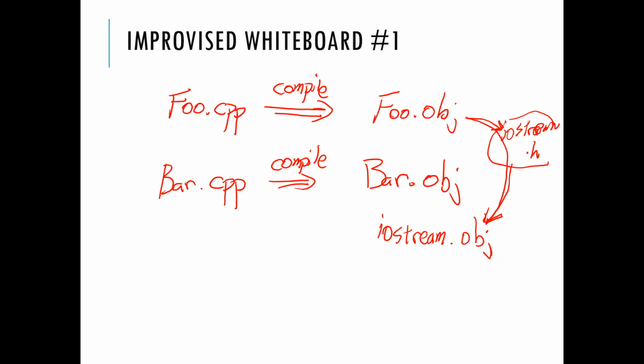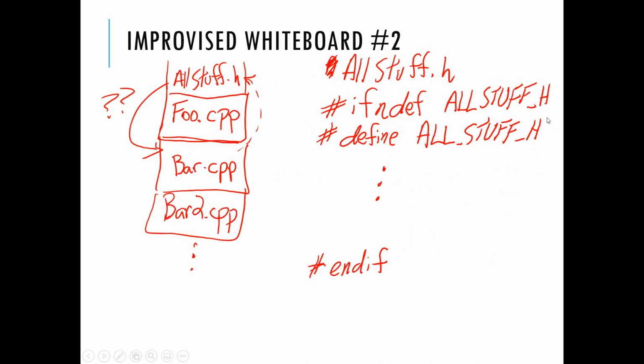So I have a bunch of object files. I need to be able to point to the right object file. And the only way to do that is to all have the same header file that they reference. So here is one thing I could do: I could put every single thing I need for my header file in one file called allstuff.h. It may include a whole bunch of different header files.